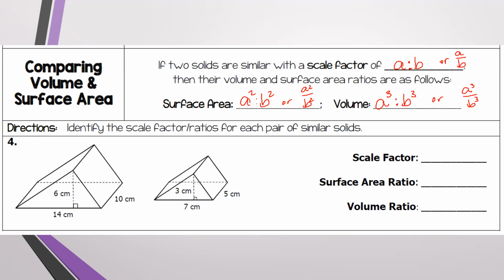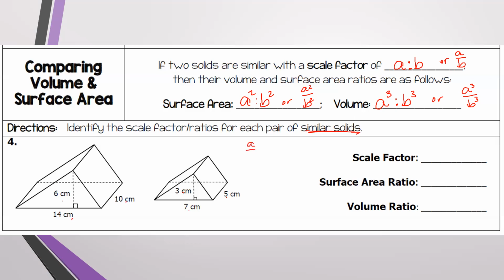So for example, first it already tells us they're similar. And if we weren't sure if they were similar, we could check that. 6/3 reduces to 2, 10/5 reduces to 2, 14/7 reduces to 2. So what is our scale factor? Well, it's 2, or 2 to 1, right?